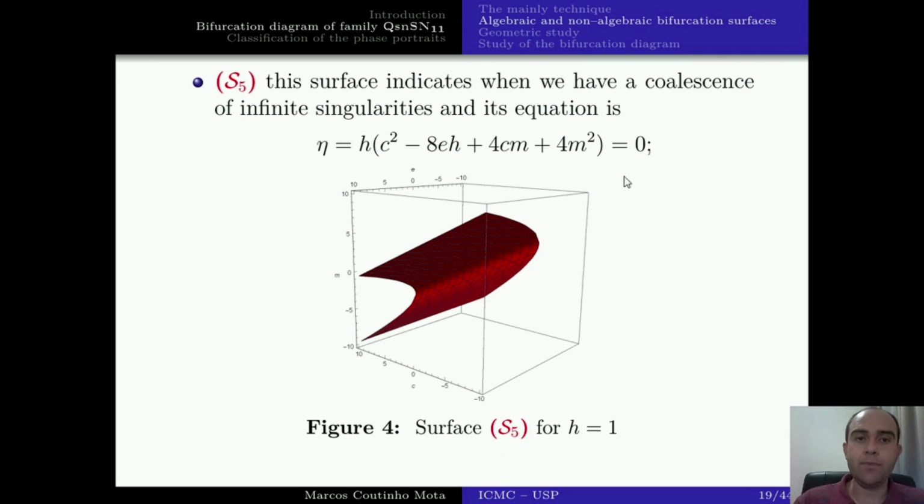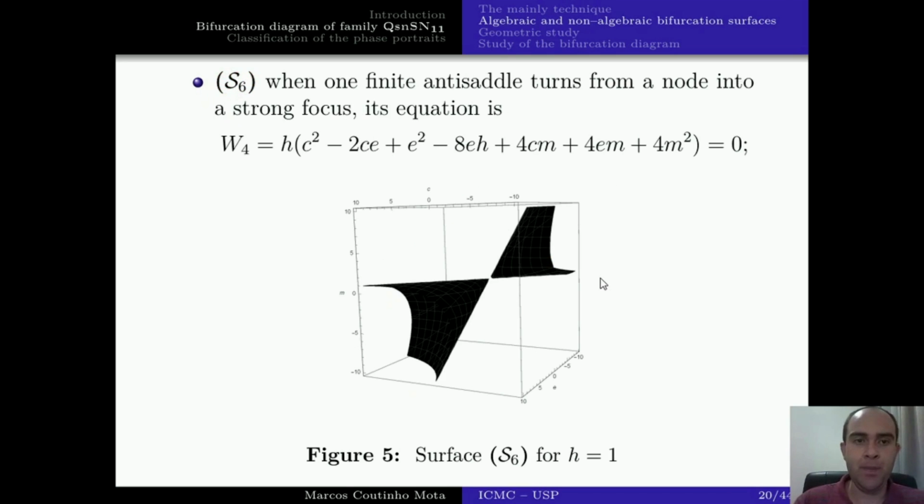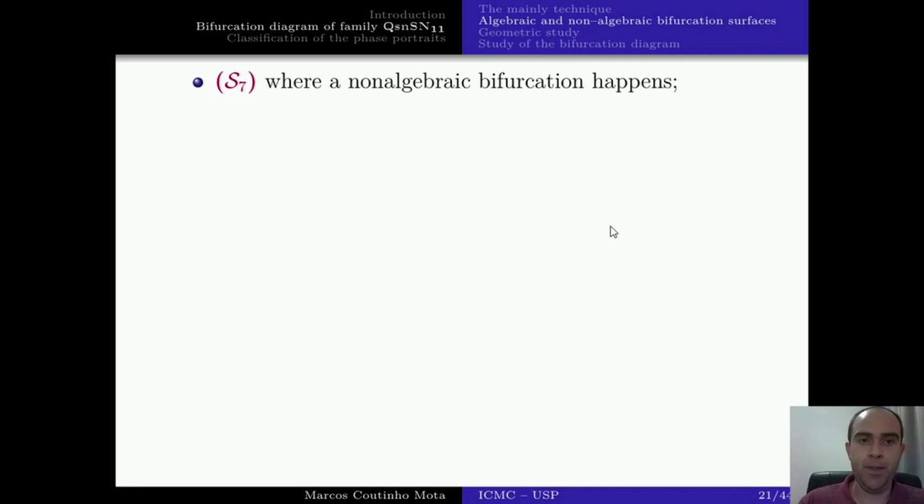S5 in red. This surface indicates when we have a coalescence of infinite singularities, and its equation is given by this expression here. And for h equal to 1, we have this picture. S6 in black. When one finite antisaddle changes from a node into a strong focus, and its equation is this one. For h equal to 1, we have this double cone here.